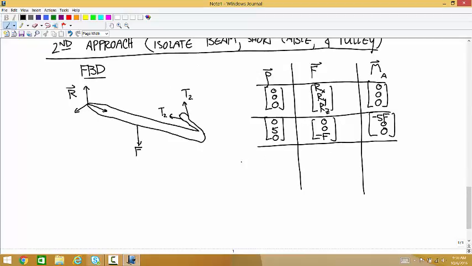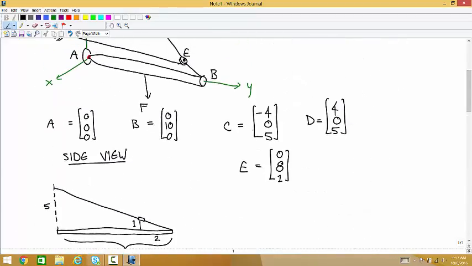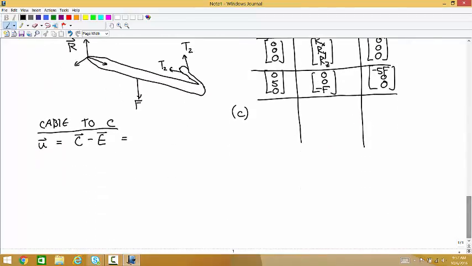So first I'll do the one that goes to the point C. A vector in the direction from E to C, from the pulley to the point C, is C minus E. And C we have up here, negative 4, 0, 5. And E is 0, 8, 1. Negative 4, 0, 5 minus 0, 8, 1. So that's negative 4, negative 8, positive 4.